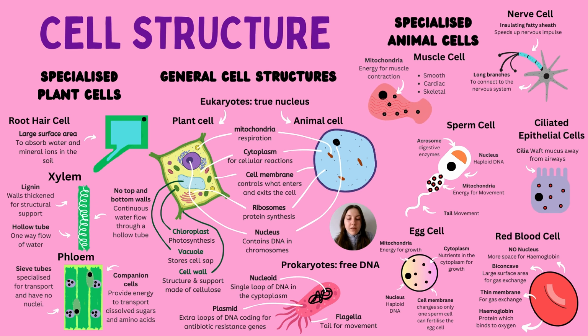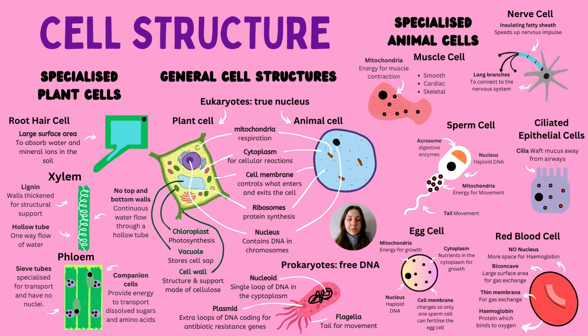Remember, there are other cells that are not specialized but also are not eukaryotes. They're actually considered prokaryotes, and this is because they have free DNA, and this includes things like bacteria. Remember, bacteria can be pathogenic, but they can also be beneficial to us. The key parts you need to be aware of are that bacteria have a nucleoid, or free DNA within the cytoplasm, and this is like a single loop of DNA. They also divide by binary fission, and when they do this, they can also pass on extra loops of DNA called plasmids, which essentially code for antibiotic resistance genes, and they also have flagella, which allow them to move.